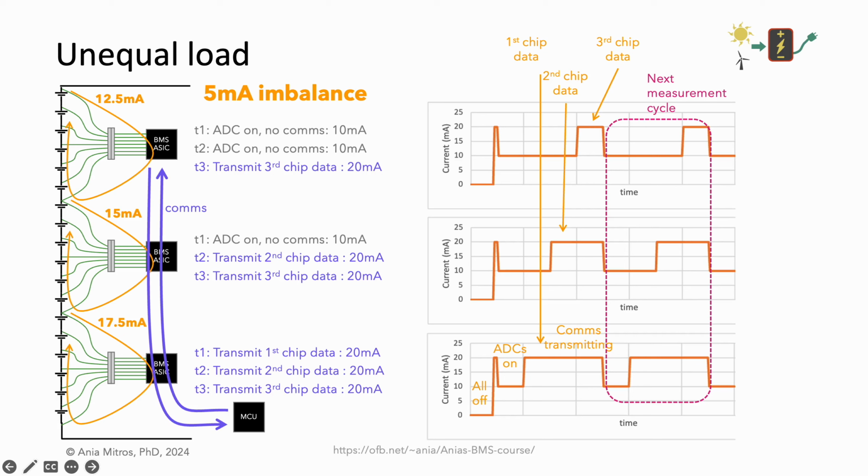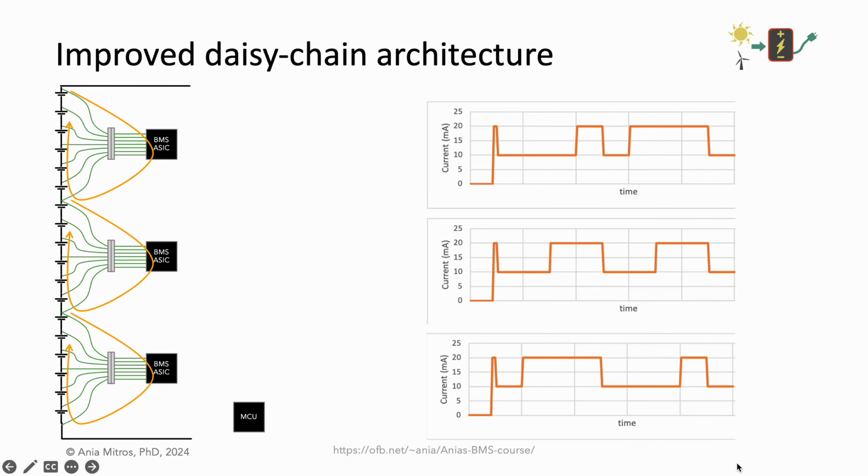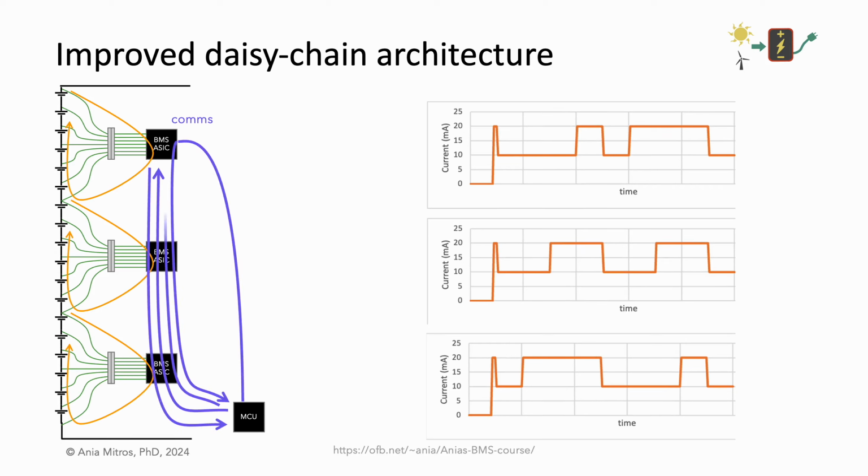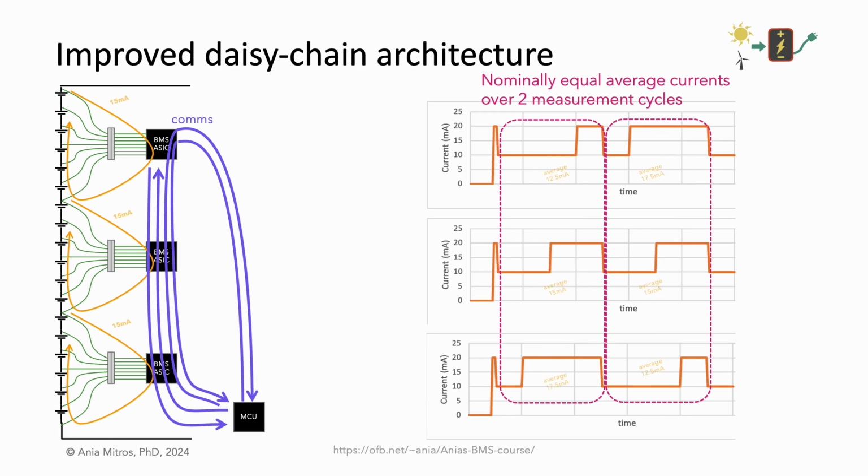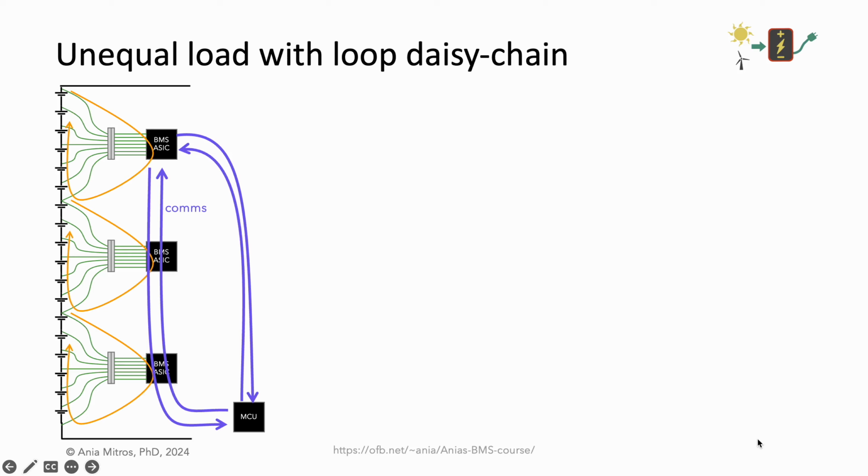But this is a significant enough issue that many BMS chip suppliers offer an alternate architecture. An improved architecture entails a communications loop. The microcontroller can alternately talk to the measurement chips clockwise on one measurement cycle and counterclockwise on the next. This results in each chip transmitting the same amount of data when averaged over two successive cycles, and thus, nominally, the same current consumption for each chip. But with the loop daisy chain, each chip spends an equal amount of time in each state.